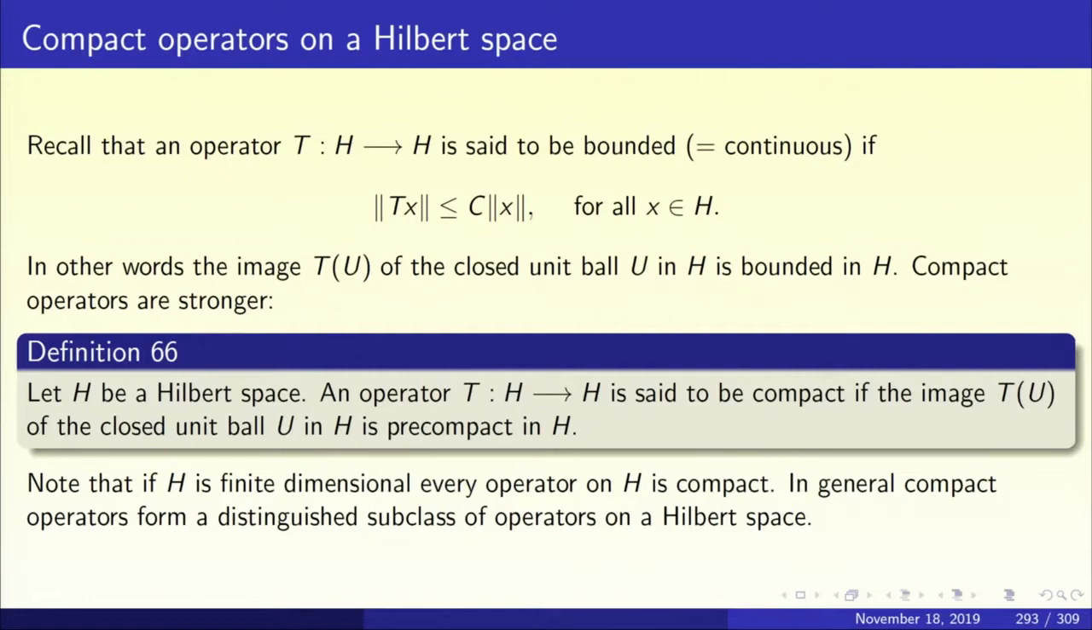If H is a finite dimensional Hilbert space, say R^n, then every linear transformation is a compact linear operator. In general, when you take an infinite dimensional Hilbert space, the class of compact operators forms a distinguished subclass of operators on a Hilbert space, and it's a very important class of operators, and they've been studied thoroughly.